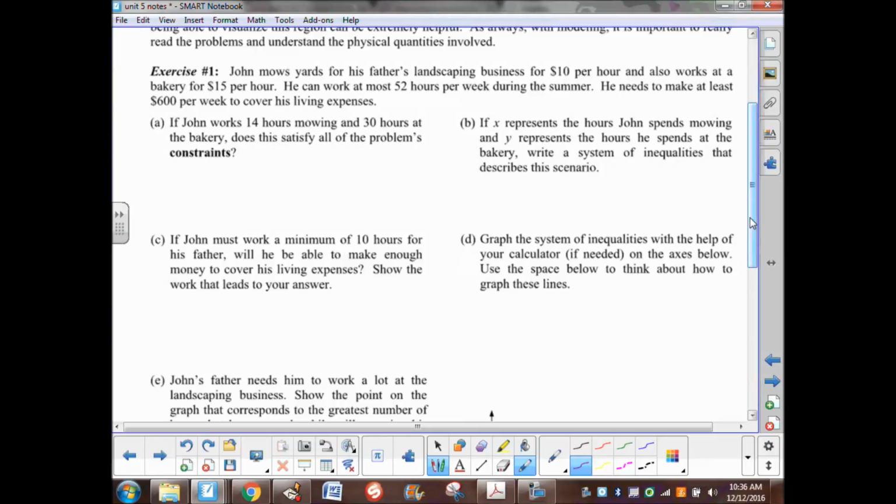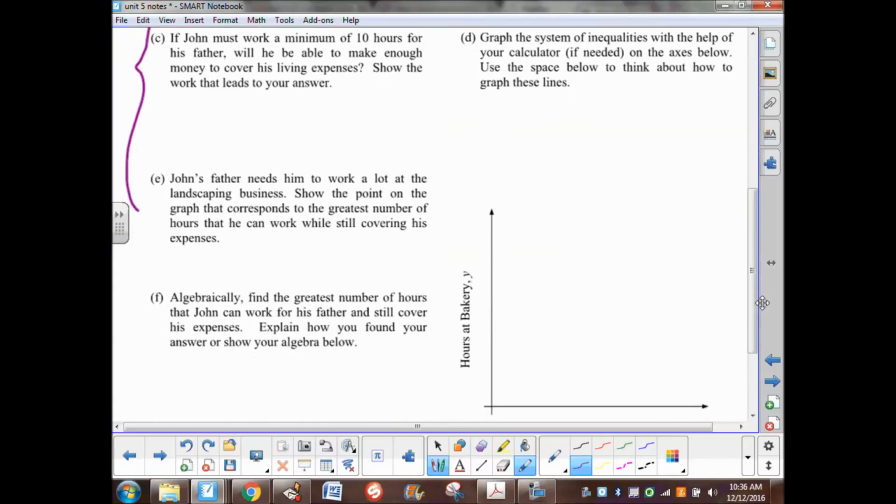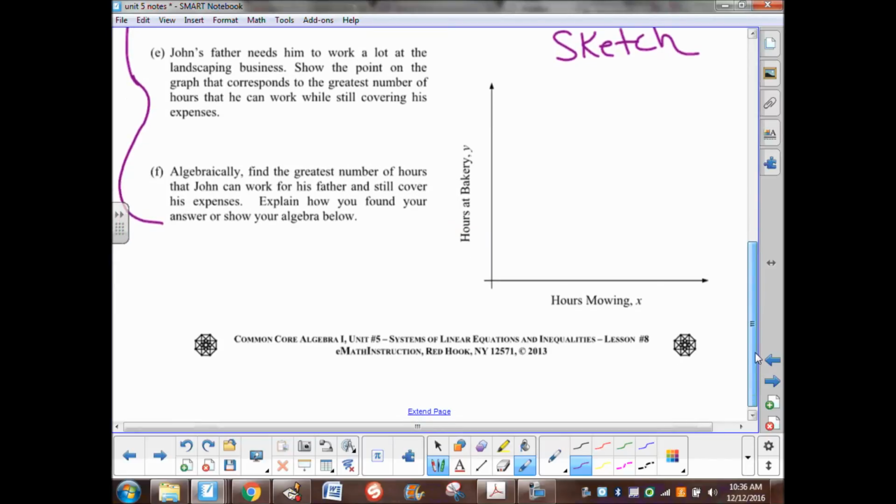So exercise 1, I want you to do that one on your own and come to class with it. This graph down here is definitely going to be a sketch. It's not going to be perfect, so you're just going to get a sketch for that one.